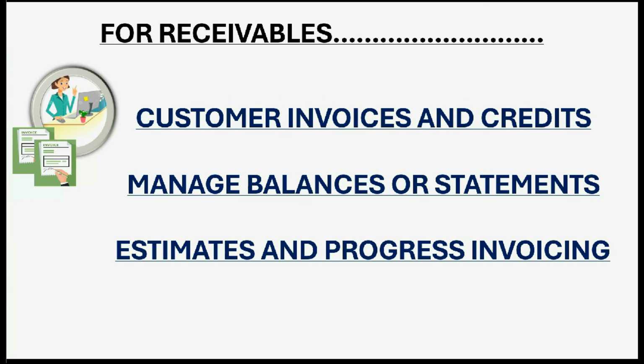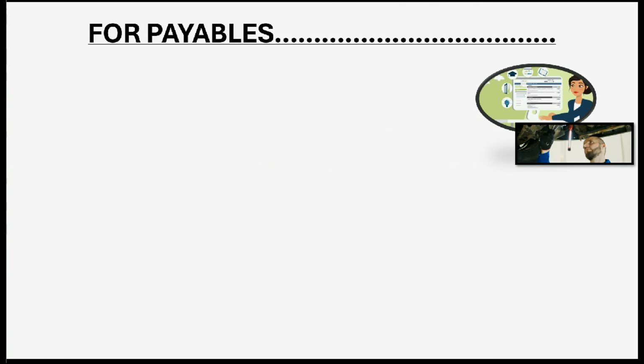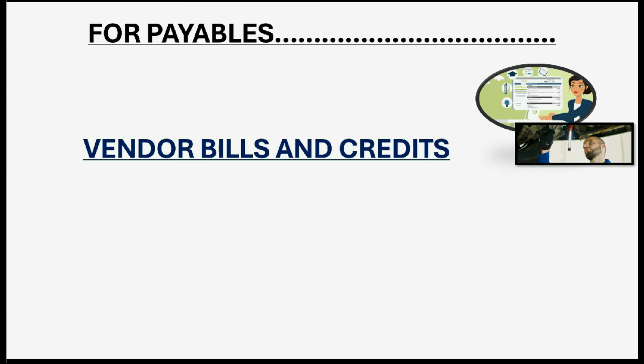That's called progress invoicing, and that's all in the separate area of accounts receivable that the bank feed center cannot do for us. And it's the same thing on the payable side for vendors. We can't enter bills or enter bill credits from the review list.